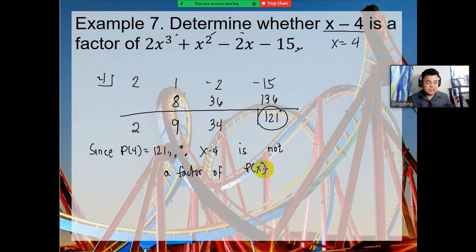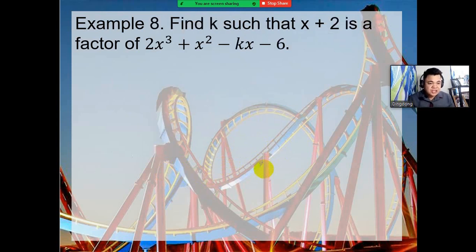Okay, so it's not a factor because the remainder is non-zero, and it's 121. Next, let's proceed to example A. Find k such that x plus 2 is a factor of 2x cubed plus x squared minus kx minus 6.